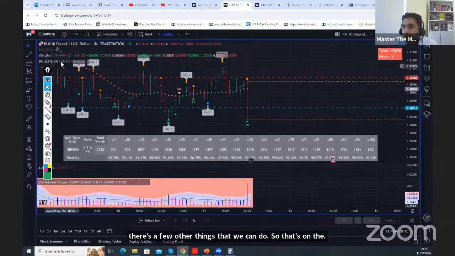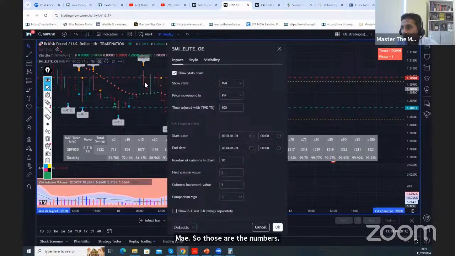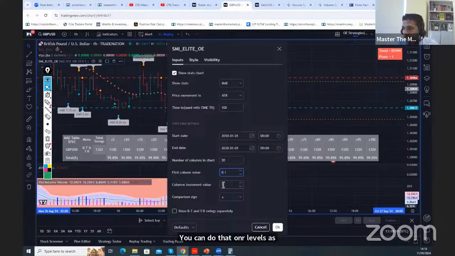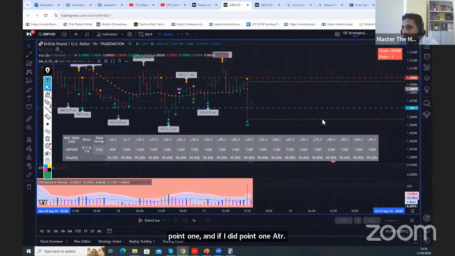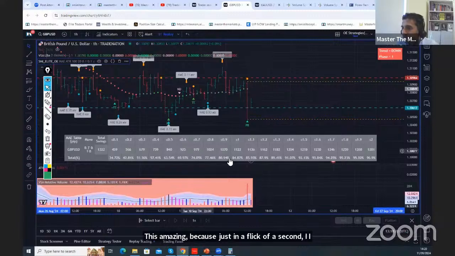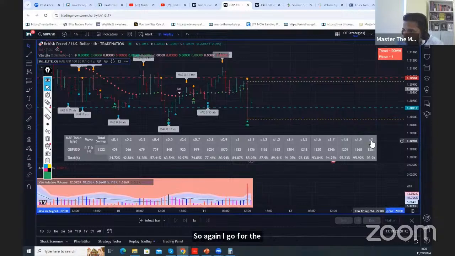Now you can also do that on some instruments which are expanding quite fast. You can do that on ATR levels as well. Okay, so if I did 0.1 ATR, I can do that very quickly. This is amazing because in a flick of a second, I can get this on any instrument on any time frame as well. So again, I go for the 96%. That's about 2 ATR is what it's saying over here on the 1 hour time frame. So I guess that's that one there.